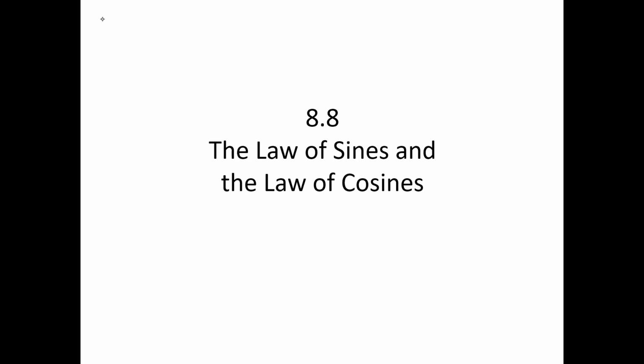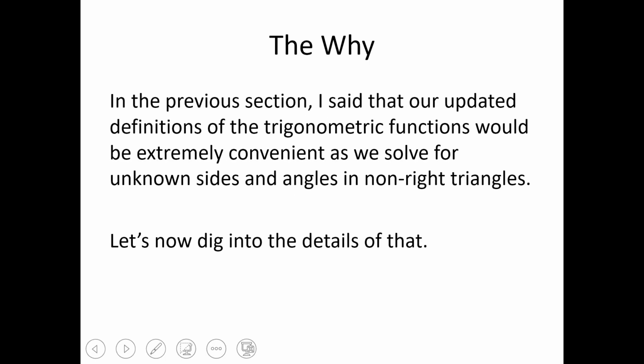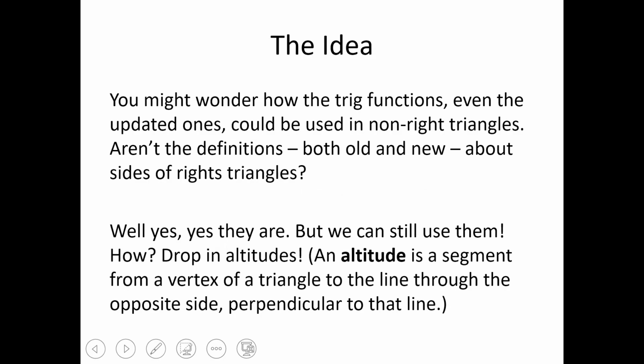And that's the topic for today in section 8.8. There will actually be two results, typically called the law of sines and the law of cosines. They are called laws because they have an algebraic form, but they're just theorems. We will be able to use the law of cosines and the law of sines to solve for unknown side lengths and angle measures in non-right triangles. So let's talk about how we'll do this.